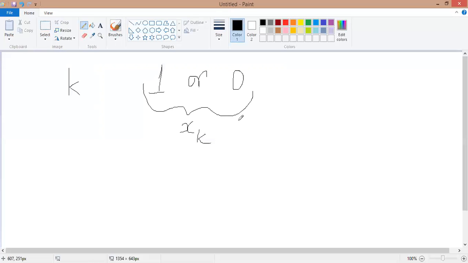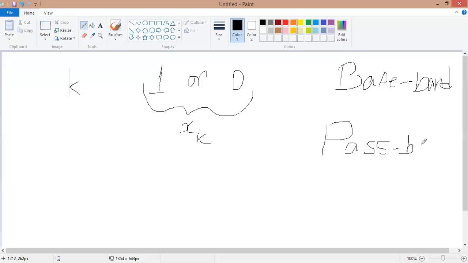In case of digital communication, I want to tell you one thing. There are two kinds of modulation. One is baseband modulation and another one is bandpass modulation. And sometimes this bandpass modulation is known as passband modulation or bandpass modulation, anything you can say.